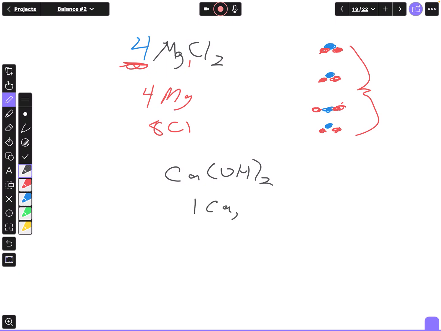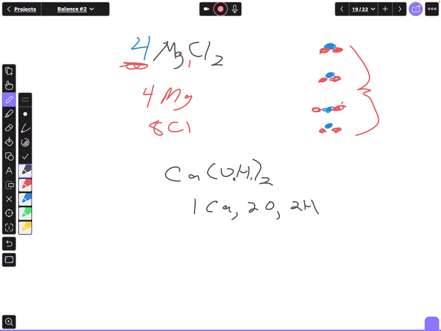I would have oxygen. I'd have 1 on the inside of parentheses. The number on the outside multiplies by everything on the inside. So that would be 1 times 2, it would be 2 oxygens. And then 2 times 1, 2 hydrogens.